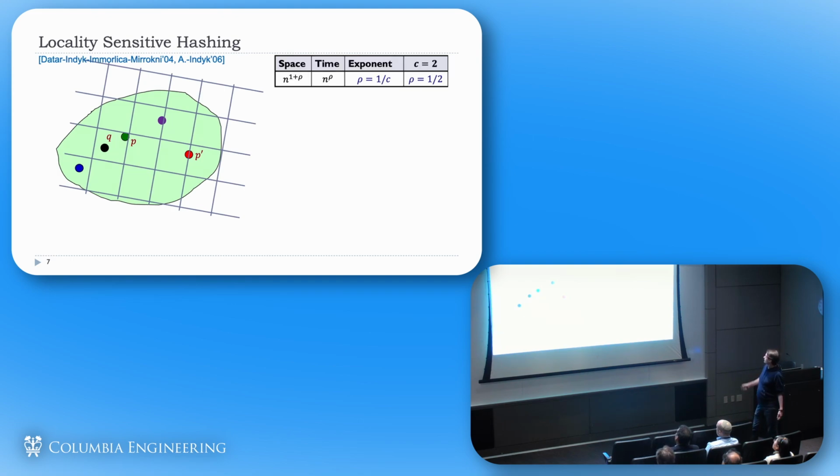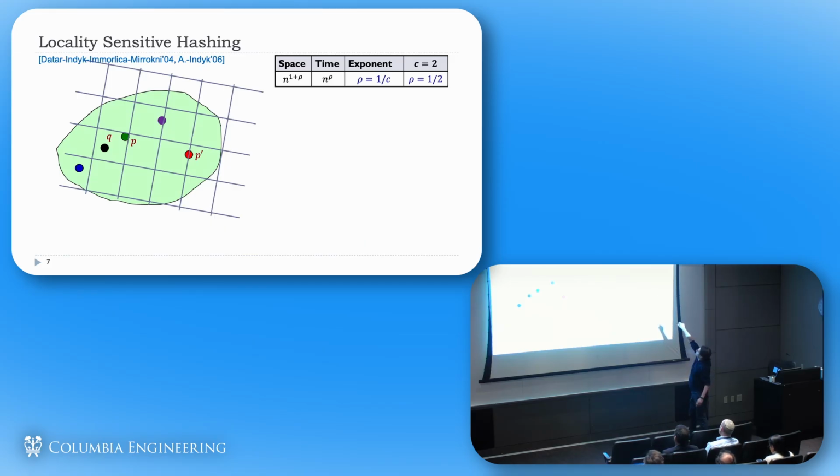It has some properties, and going through the kind of algorithm that I mentioned in the previous slide, you'll get something like time n to the power rho, and space n to the power 1 plus rho. So the space is a little bit more than linear, but time is sublinear for rho less than 1. And the exponent rho is basically the quality of this partition.